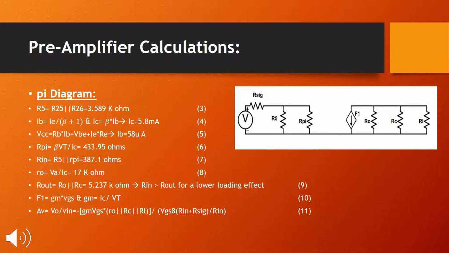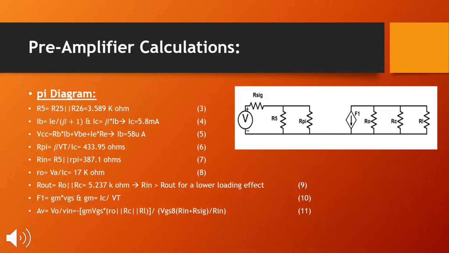Now we decided to show the pi diagram for the BJT Q7 to have a better understanding of the calculations involved in this project. For this reason, we found RB to be equal to R25 in parallel with R26. IB was found by using equation 5, but before using equation 5, we had to see the relationship between IB and IE shown in equation number 4.